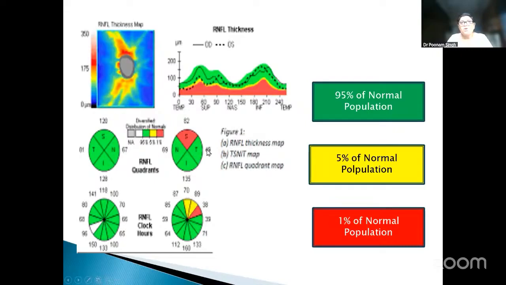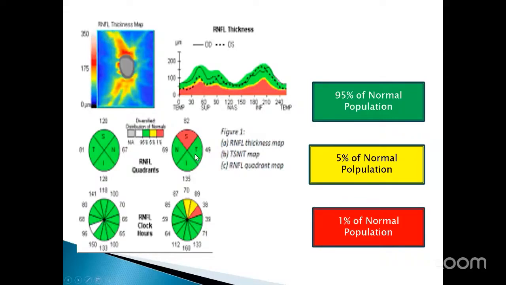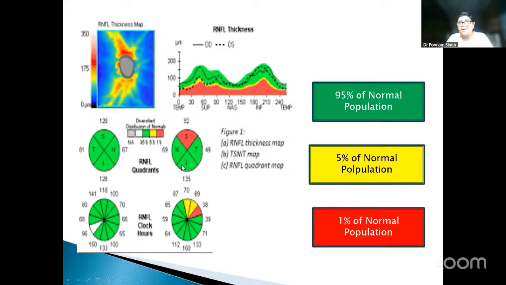Then when we go to the quadrant, each quadrant is showing the thickness against whether it is superior, nasal, inferior, or temporal. Now, the thing to be remembered here is that green is the condition which is seen in 95% of the normal population. So green is normal. And if it is yellow, it is seen in 5% of the normal population.